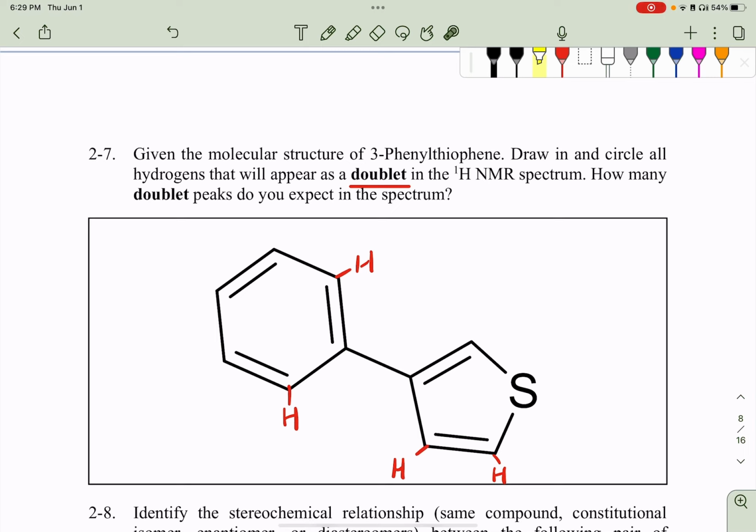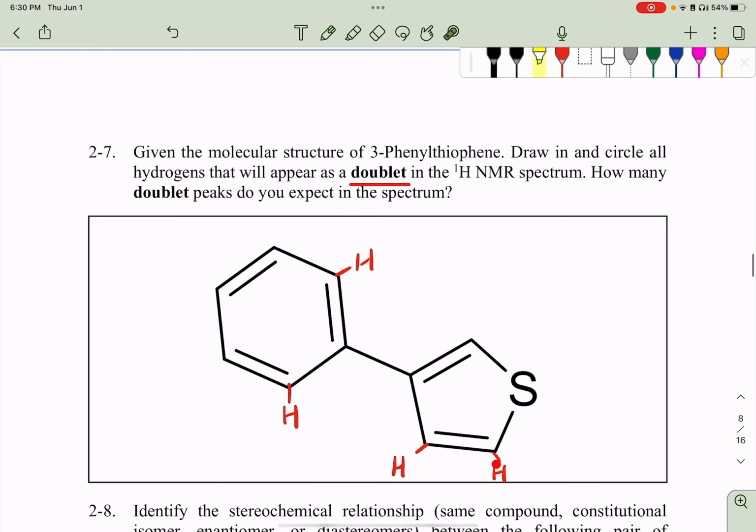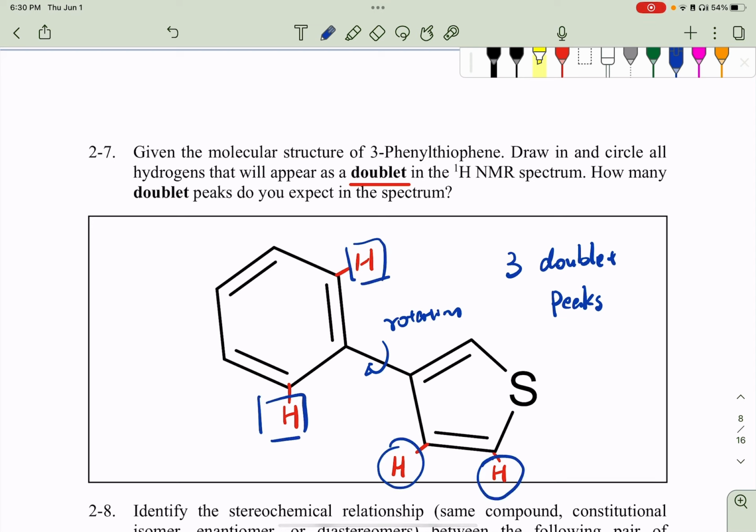How many doublet peaks do you expect? Let's see. Well, we're talking about how many doublet peaks. So are these hydrogen atoms chemically equivalent? These two are not. It's on a double bond. They have different bonding environments. But these two are. So we have free rotation over the single bond here. So in total, we only have 3 doublet peaks. Right, so it's 1, 2, and these two are equivalent to each other.